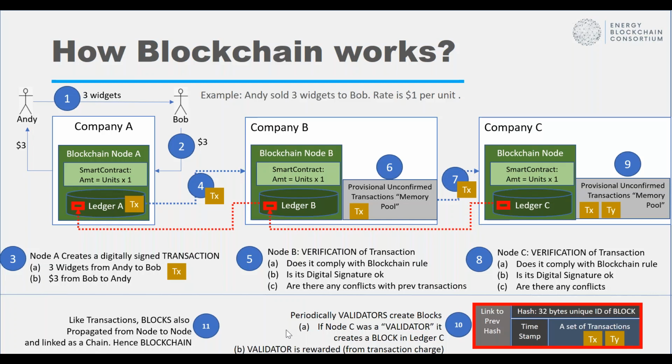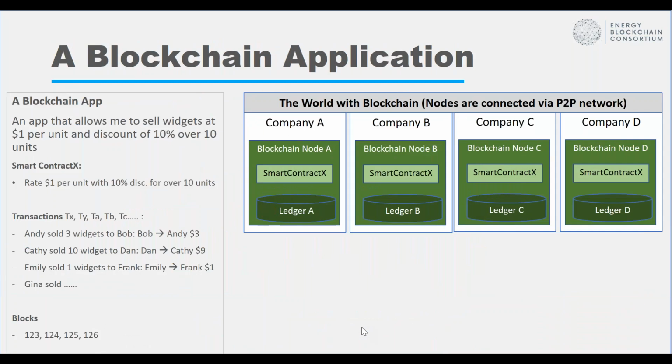And it creates a link to the previous hash. And that link between the previous block and the block before it results in a chain, and hence we call it the blockchain.